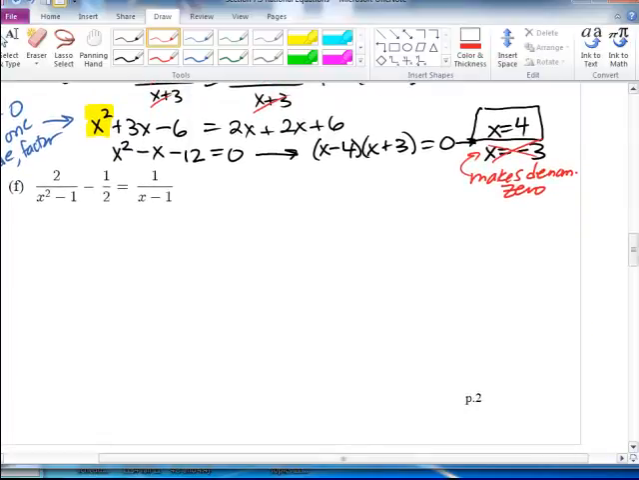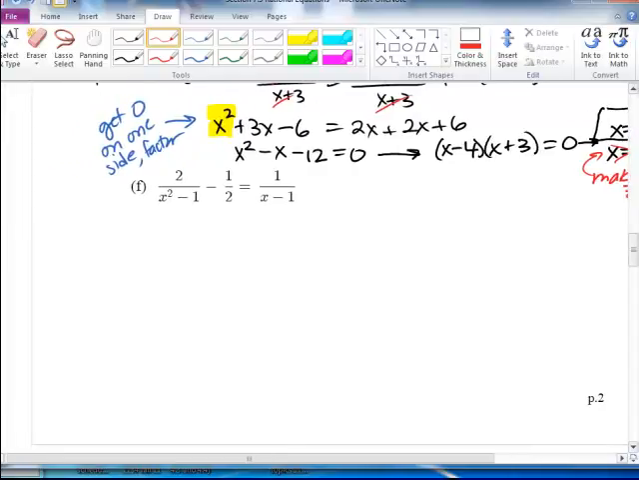All right, example F. First, before we choose the LCD on this one, we want to factor everything that's here. This x squared minus 1 we know factors as x minus 1, x plus 1. So our least common denominator would involve 2, x minus 1, and x plus 1. So LCD 2 times x minus 1 times x plus 1. So I'm going to rewrite the original equation with the factored denominator.